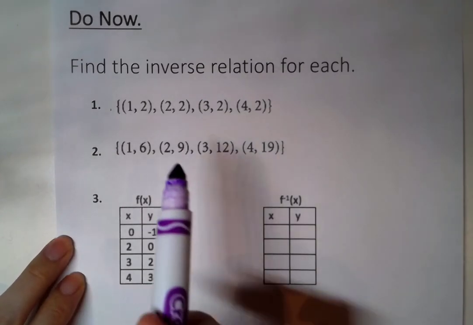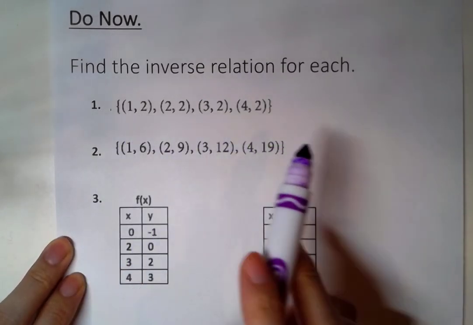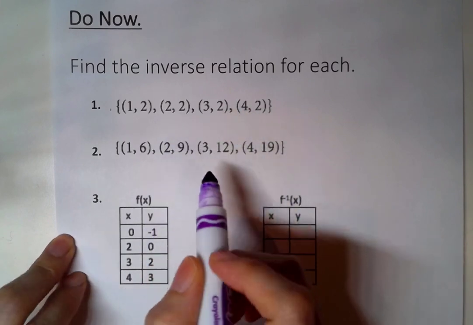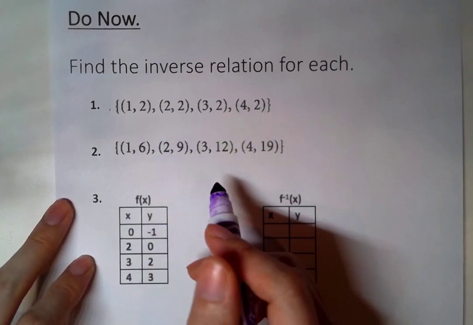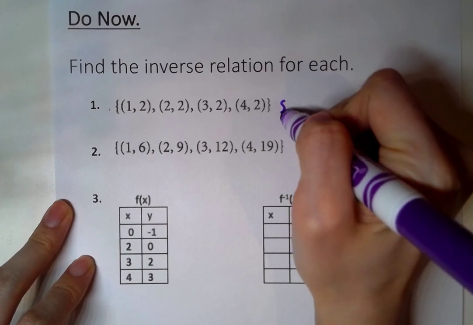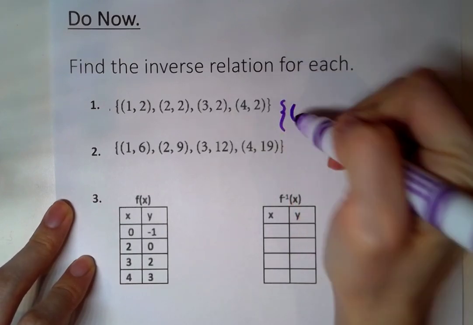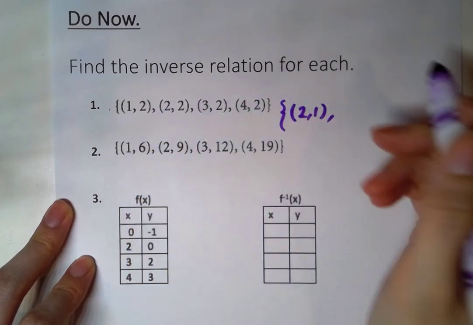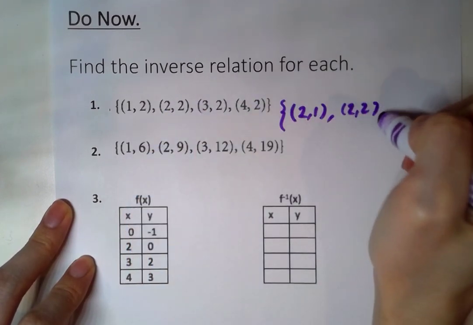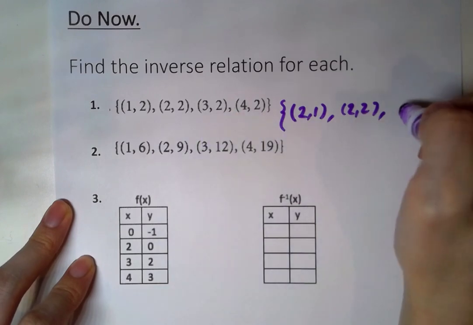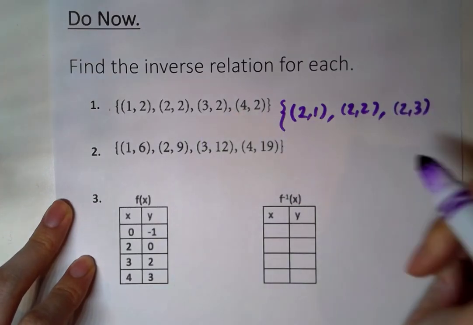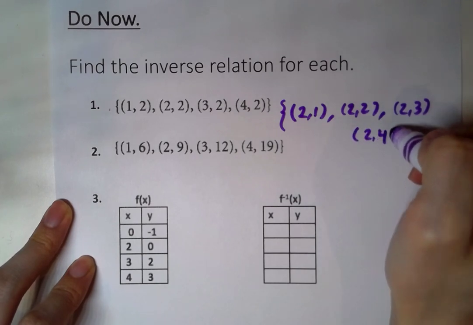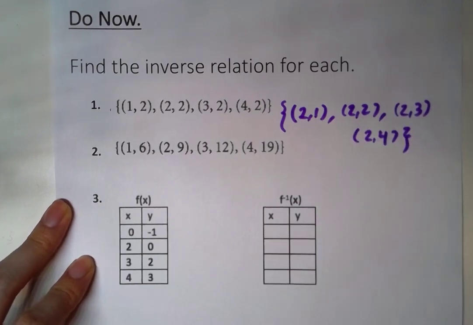So look at this. You just want to find the inverse relation for each. So you have (1,2), (2,2), (3,2), (4,2). All we need to do is switch x and y. So your inverse relation of this is (2,1), and (2,2) is already (2,2). And (3,2) will be (2,3), and (4,2) is going to be (2,4). Right, so that's for number 1.